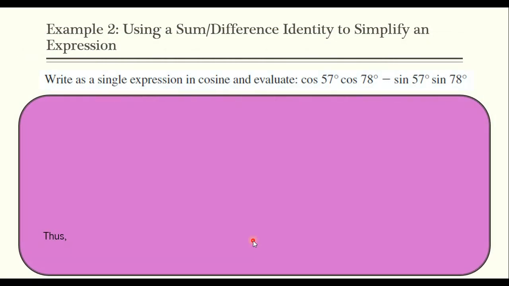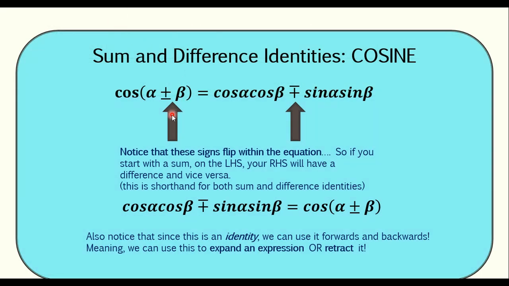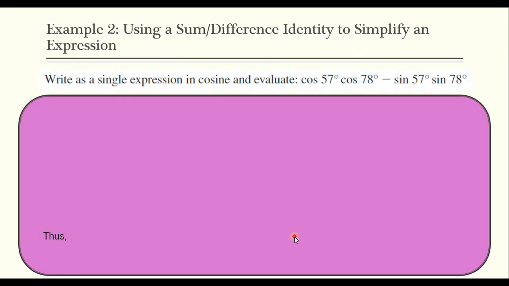So let's do example 2. Use the sum and difference identity to simplify this expression. I just told you we could expand it or we could simplify, and here's an example of simplifying. Write it as a single expression and evaluate. So not only does it want us to write it simply, but it also wants the exact value.